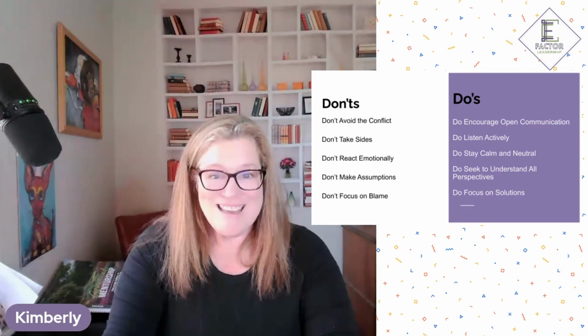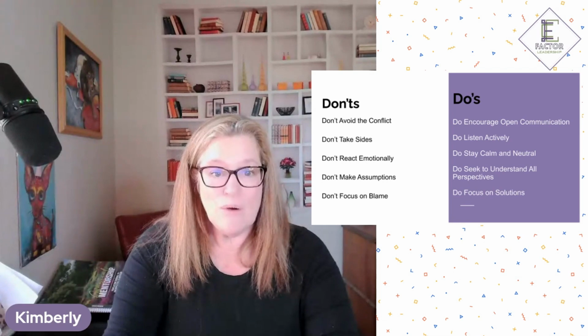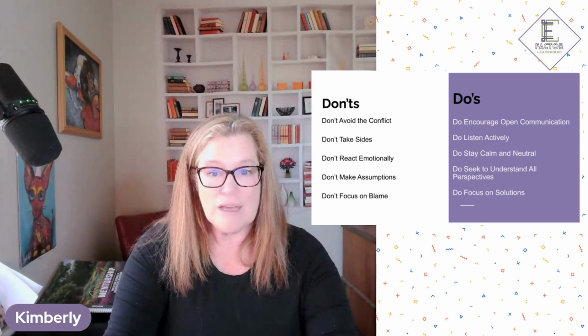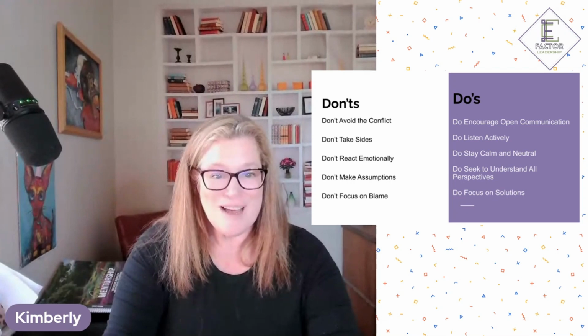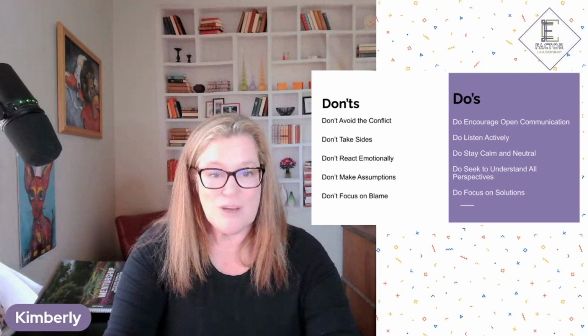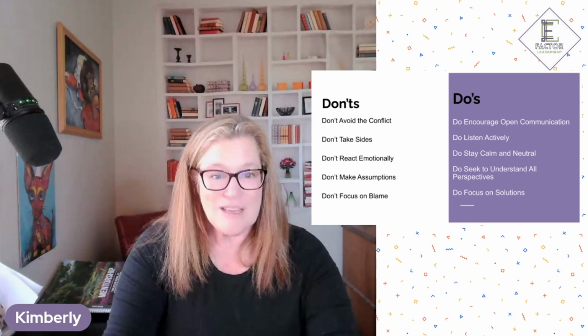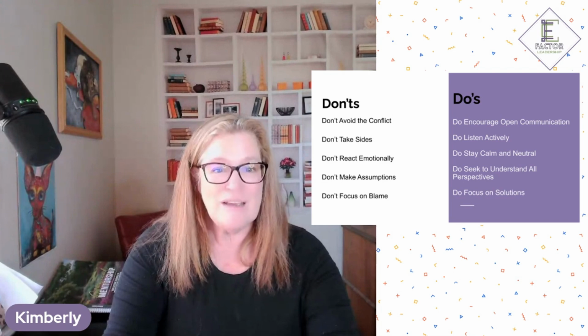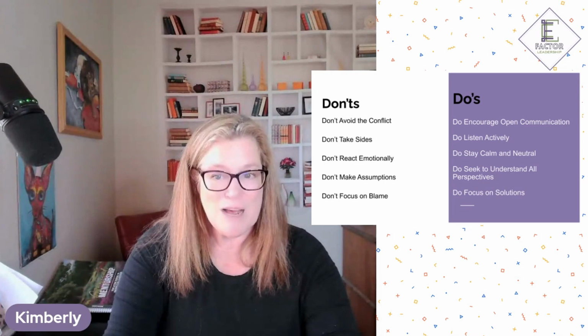The next don't is don't take sides. If you're leading a team and you have 2 individuals who are in conflict, don't take sides. Really use the do on the other side of that. Listen actively to each person involved in the situation and write down, okay, what's happening? What are the facts? What actually happened between these 2 individuals? Listen actively, find out where they're coming from, listen to those different perspectives.